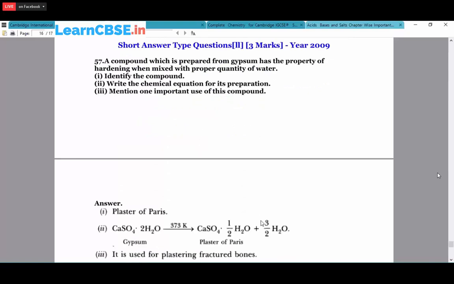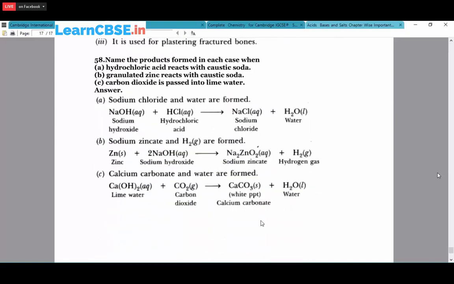So this we have already seen. Name the products formed in each case. Granulated zinc reacts with caustic soda: Zn plus 2NaOH gives Na2ZnO2, sodium zincate, plus hydrogen gas.